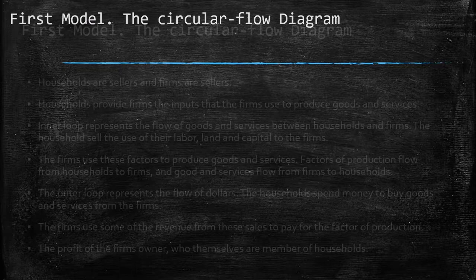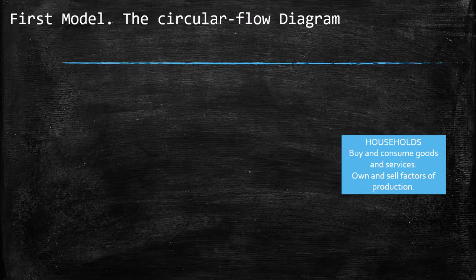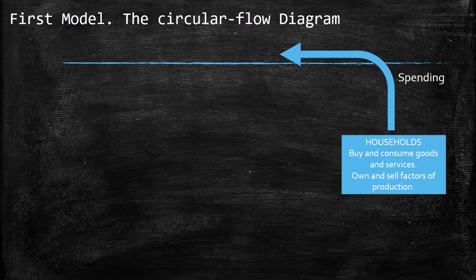Okay, so in order to understand better what we said before, let's think about the households. We know that on one side they buy and consume goods and services, but on the other side they own the factors of production and sell them. So the first arrow is about spending. What do households spend? They spend on goods and services.